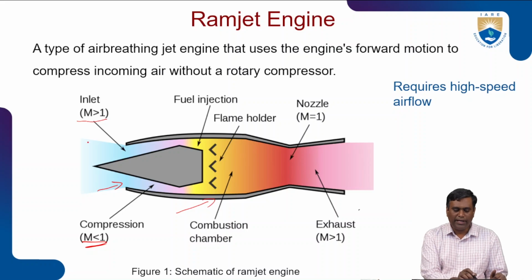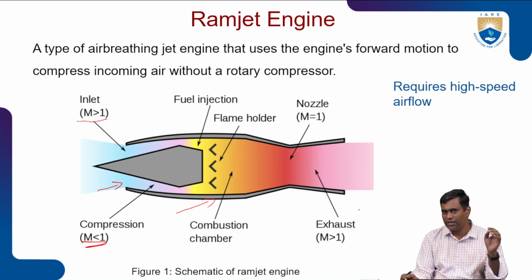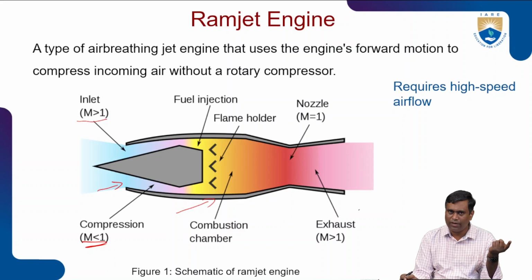So the inlet flow is Mach greater than 1, that is, flow velocity is greater than the speed of sound or close to that. In a way, when you are comparing with the jet engine, of the 4 types we have discussed so far, the jet engine is suitable for high speed operation, right? This engine is developed for higher speeds than the turbojet engines, right?